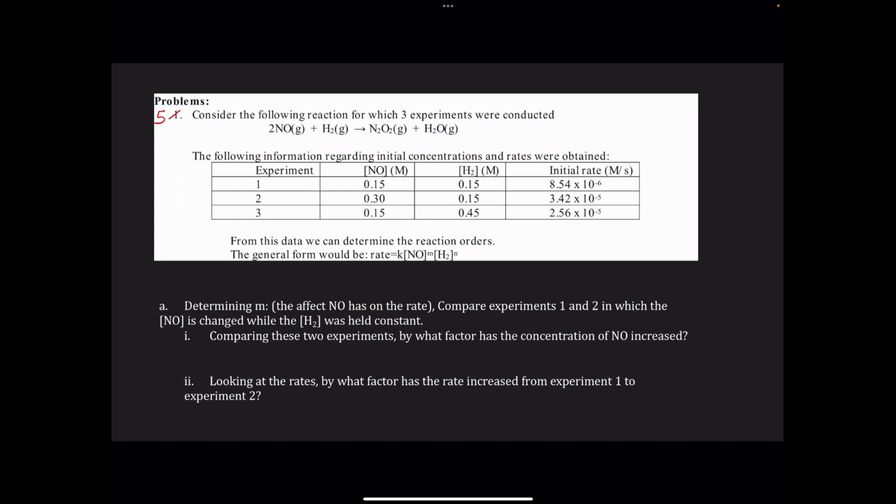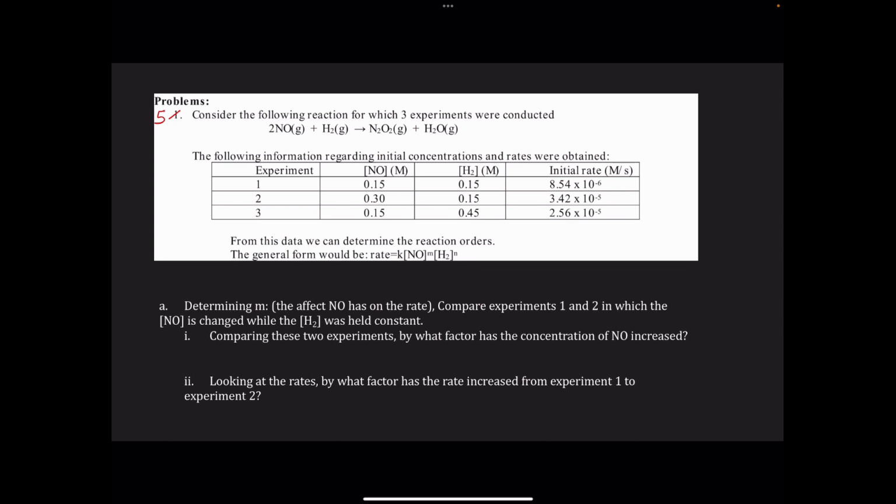So we would start, as with our previous examples, with our general form, which would be that my rate equals the concentration of my first reactant raised to some power times my second reactant raised to some power. And what we're trying to find here using this data are those powers, those m and n values, our orders. Now in determining m, the effect that the nitrogen monoxide has on the rate, we would need to choose 2 experiments in which NO changes, but hydrogen remains the same.